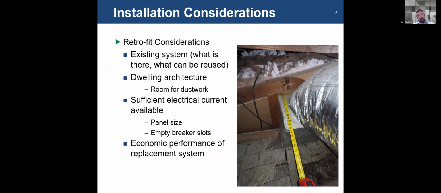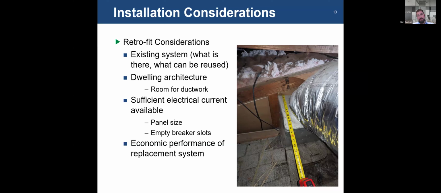So we'll go into a little bit on retrofit considerations. On typical dwellings, the more common being usually forced hot air, you need to look at what's already there. What's the existing system in place? Is there even an existing system, and can it be reused? The dwelling architecture plays a role. Do you have an attic? Do you have a basement? Do you have a crawl space? Can you put ductwork in certain places? Those answers will help dictate exactly what you can even put into an existing dwelling.